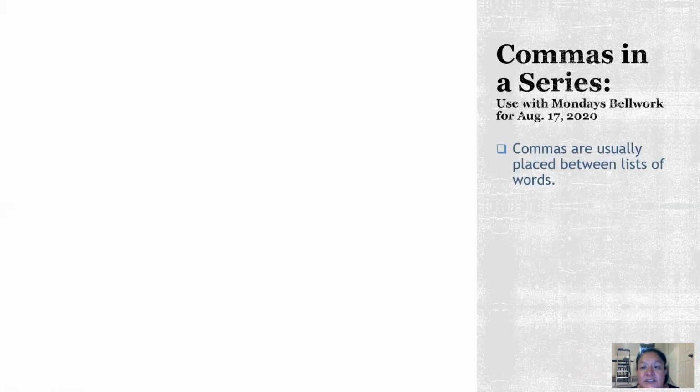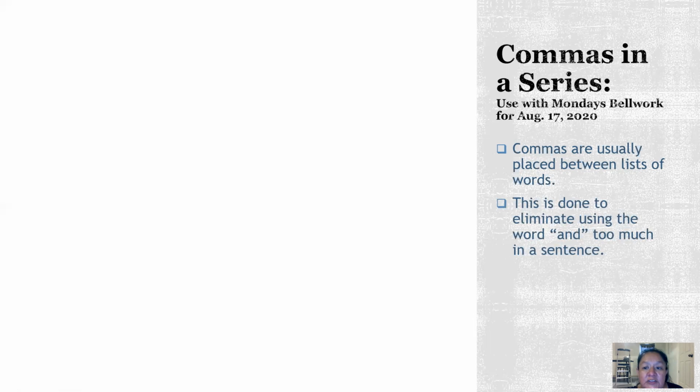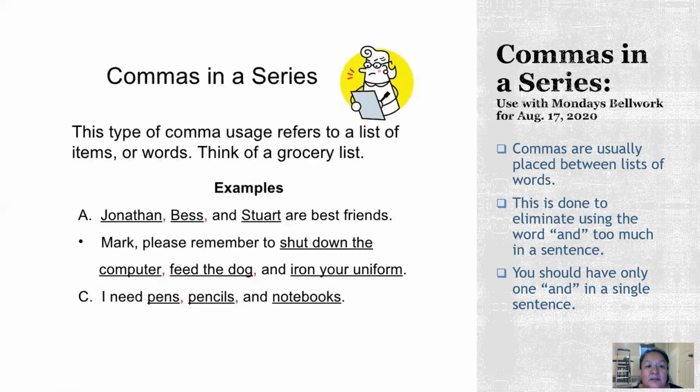And commas in a series are usually placed between lists of words. This is done to eliminate using the word "and" too much in a sentence. And you should have only one "and" in a single sentence. So commas in a series. These are some examples. Jonathan, Bess, and Stuart are best friends. These are all people, so they use commas to separate these lists of people. And I want you to remember that the last comma always comes before the word "and."